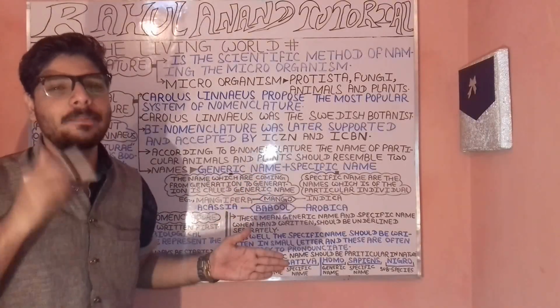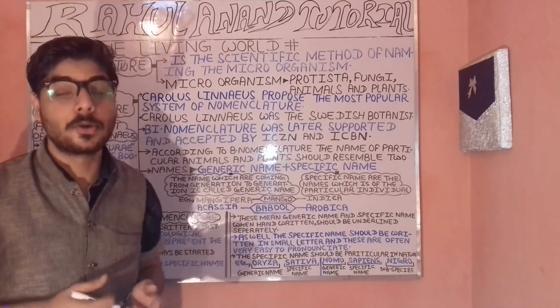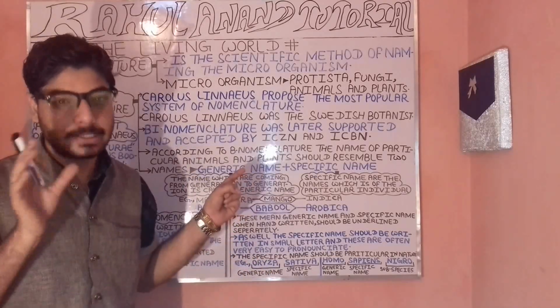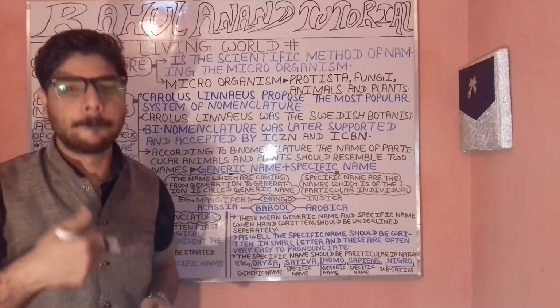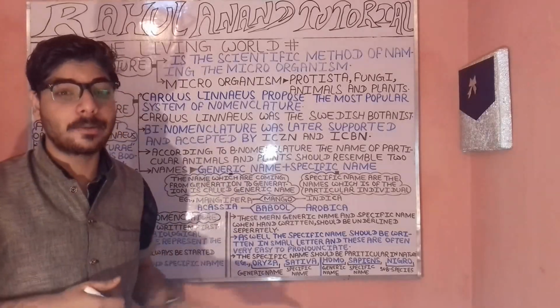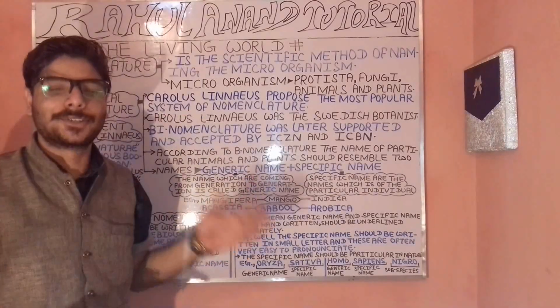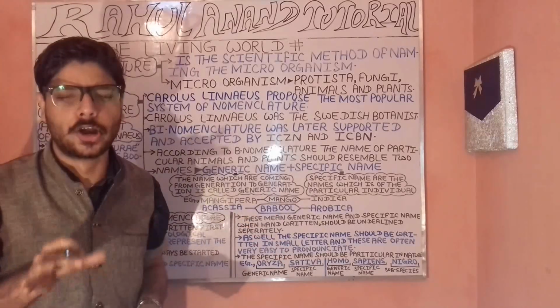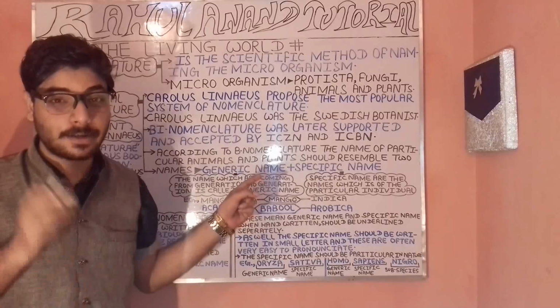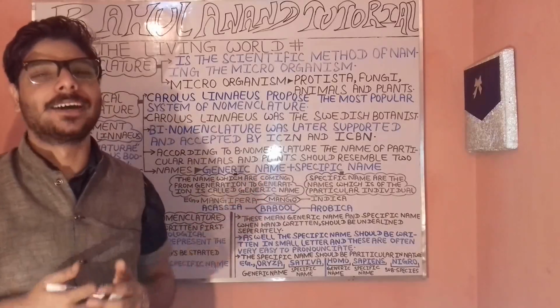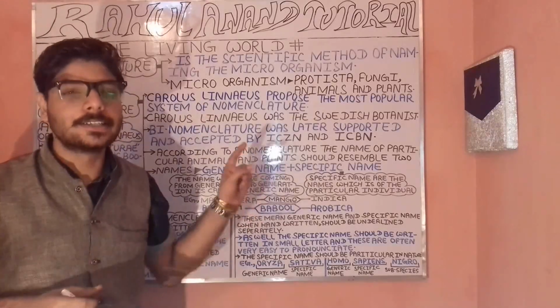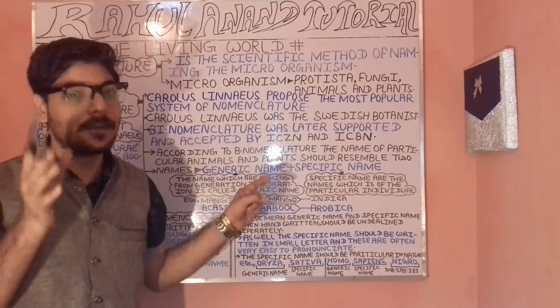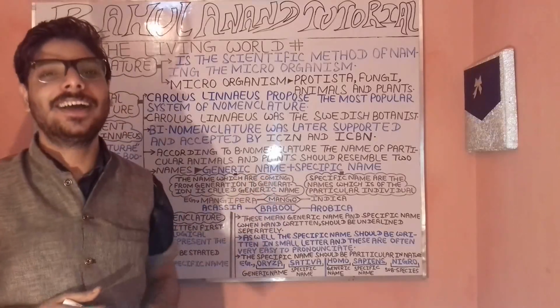Now let's understand what nomenclature is. Nomenclature is the scientific method of naming organisms. You have to understand certain facts about them, such as the different groups: the protists, the fungi, as well as the plants and the animals.